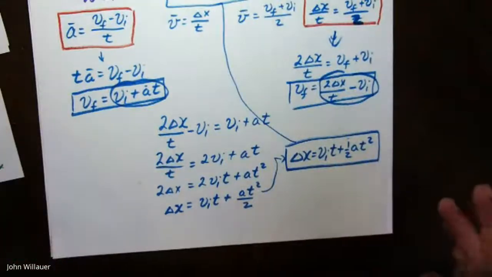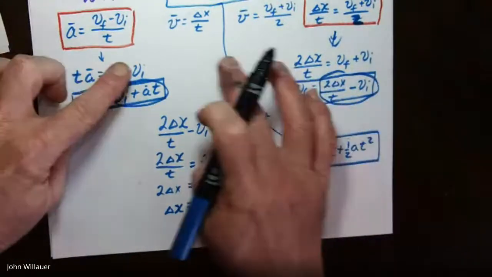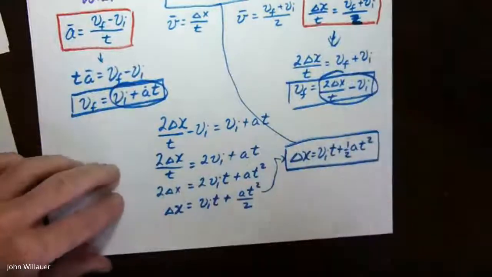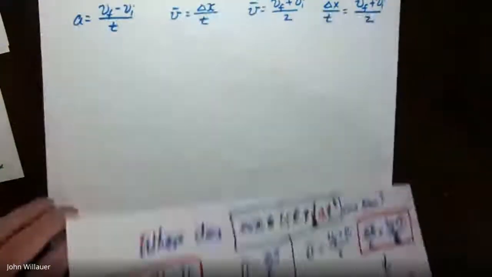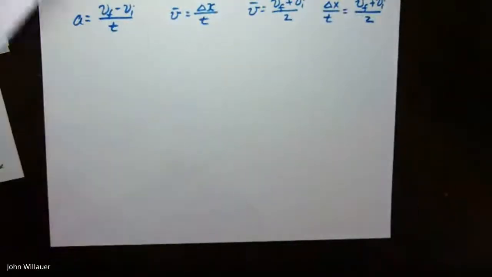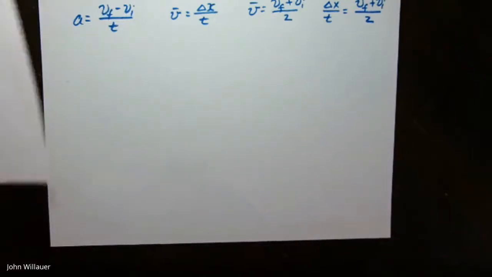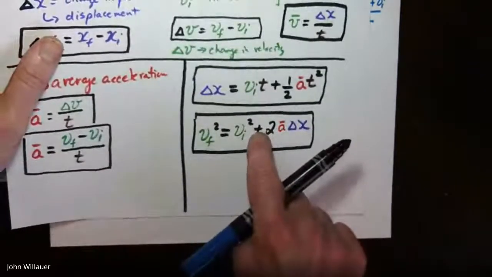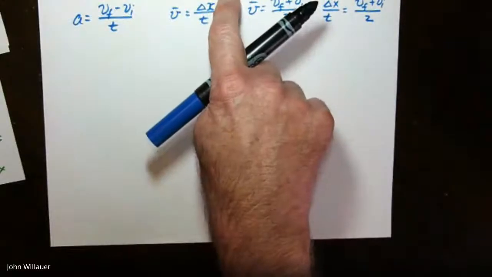So that's how it's done. There's no magic involved. It's just taking things that we know and solving them for one thing or another. So the second one we wanted to look at was, where did this guy come from? Where does this one come from?